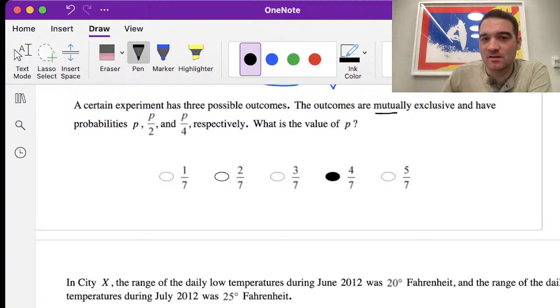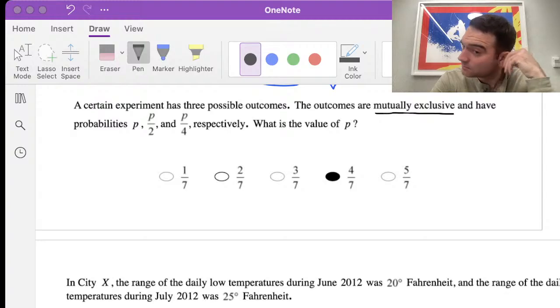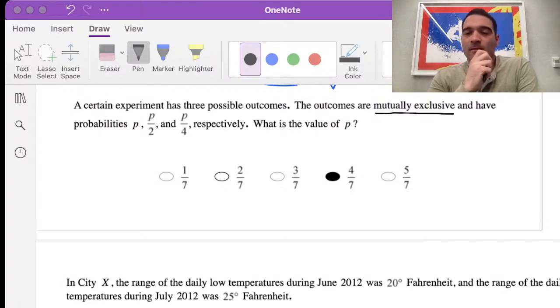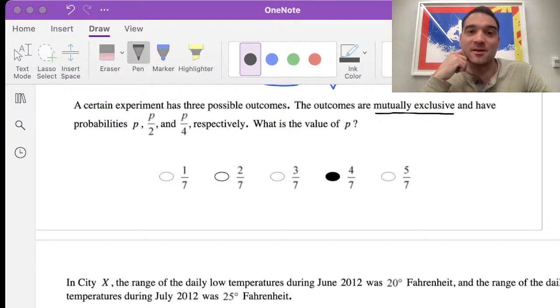Mutual exclusivity. Becca, what does it mean if outcomes are mutually exclusive? Mutually exclusive outcomes: if one outcome occurs, then the other possible outcome cannot occur.